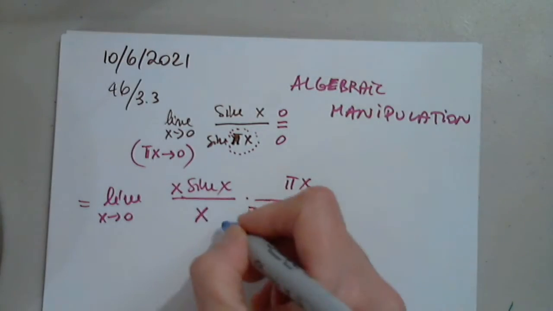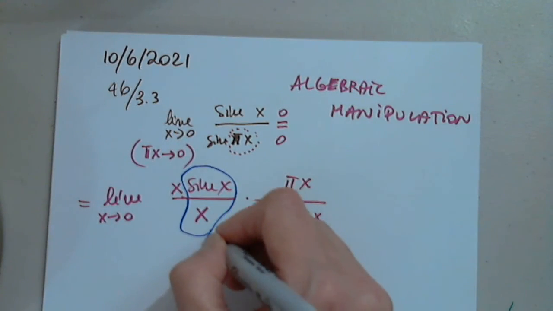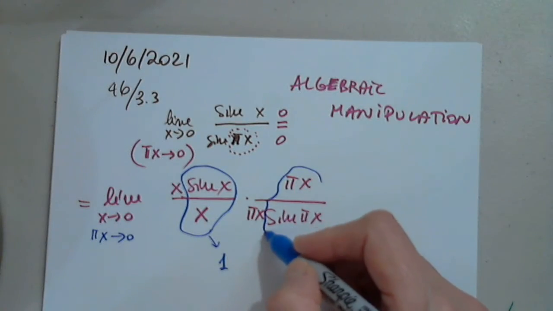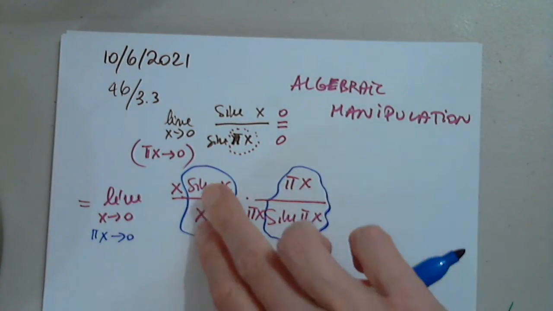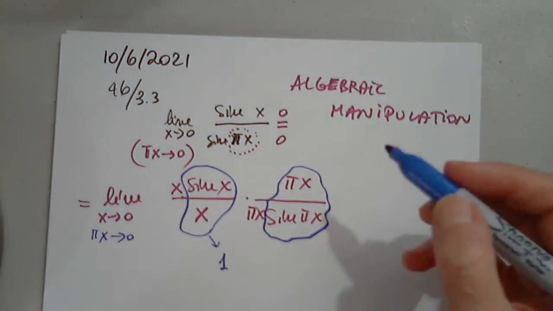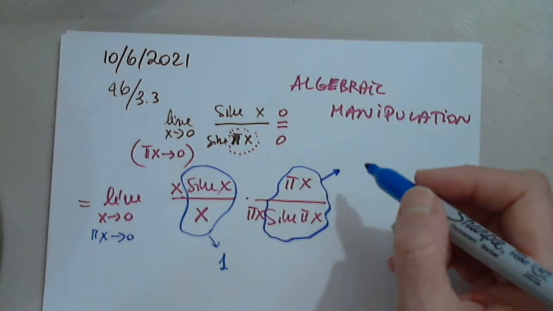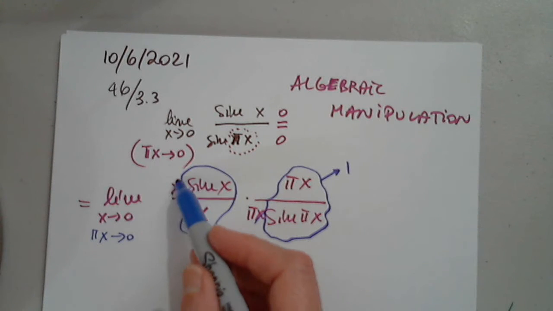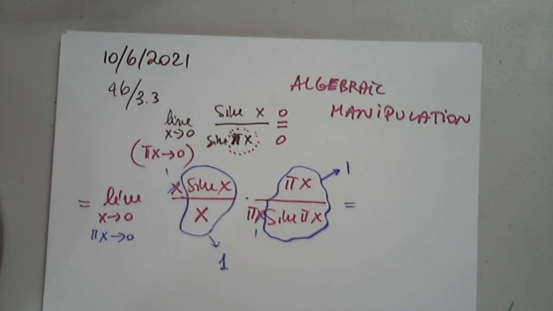So when x approaches 0, where does this go? 1. Yes. When x approaches 0 or pi x approaches 0, where does this go? Because remember, if it's reversed, it's still the same thing. Right. So that also goes to 1. Right. And now I have an x and an x that will simplify. And then the answer is? 1 over pi. That's it.